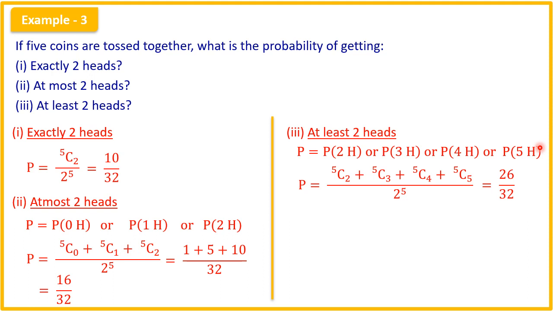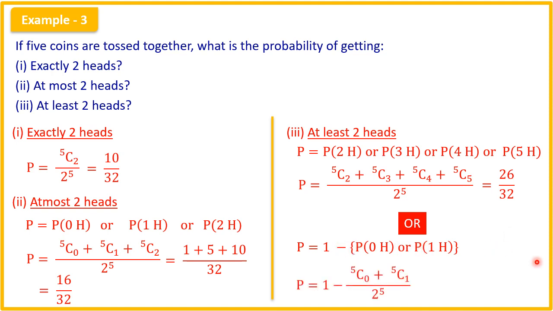Well, this particular part can also be solved by an alternate method like this. The total of all the possibilities or probabilities is equal to 1. So from 1, we can subtract the unwanted probabilities. What we do not want is the number of heads coming less than 2, that is 0 or 1 head. So from 1, we will subtract those two possibilities. So solving this, it comes out like this, and the final answer will be the same, 26 by 32.